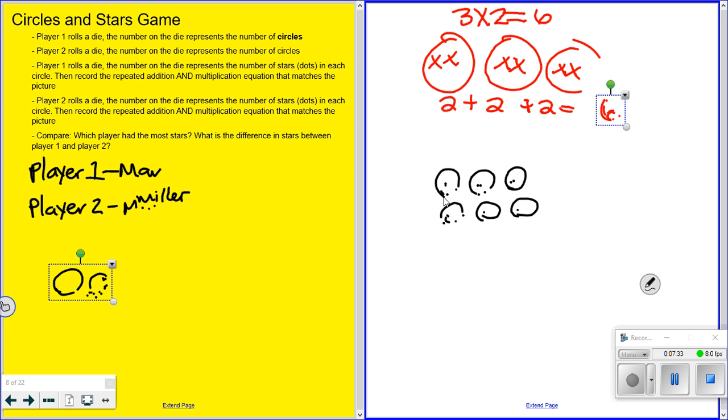Let's try Maverick. What's going to be his addition equation? What is he going to write to add it all up? Lydia? 1 plus 1 plus 1 plus 1 plus 1 plus 1. Go ahead and write it, Mav, as best you can.